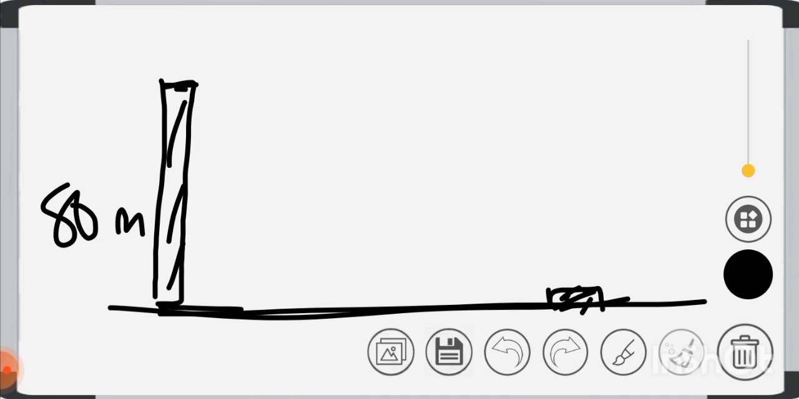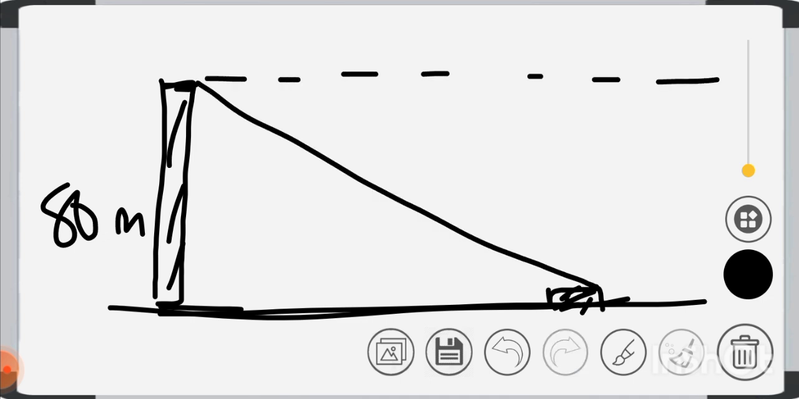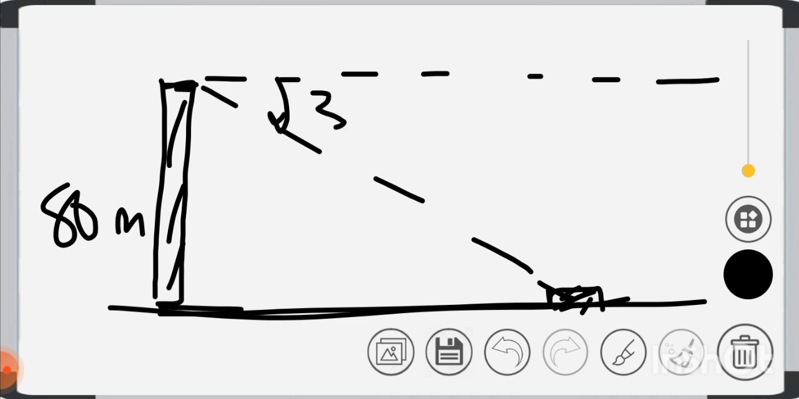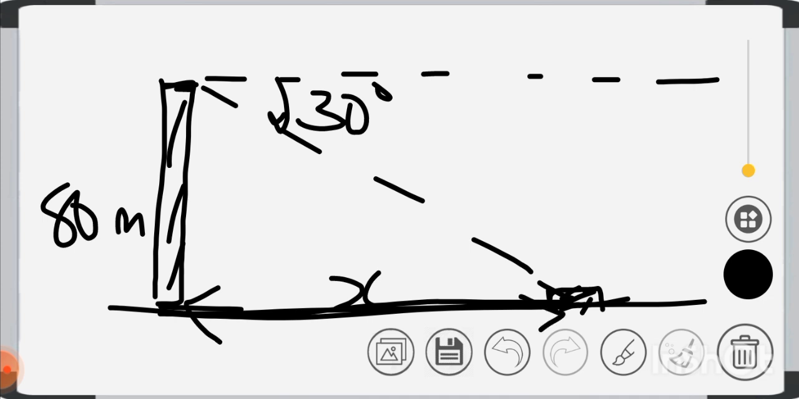You don't need to draw anybody here, you just draw the horizontal line. Then you observe an angle of depression to a boat, and that angle of depression was 30 degrees. Calculate the distance between the tower and the boat. This is the horizontal distance between this place and this place. That's what they are asking for.